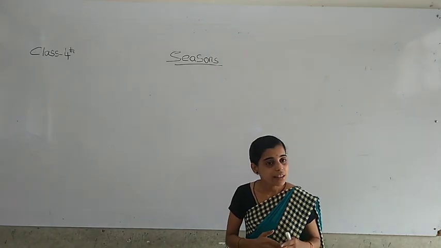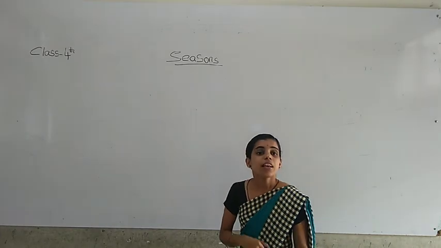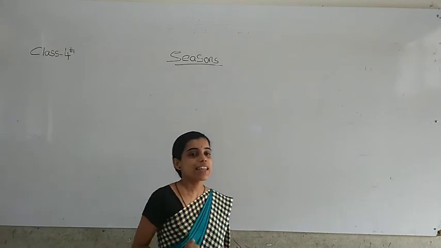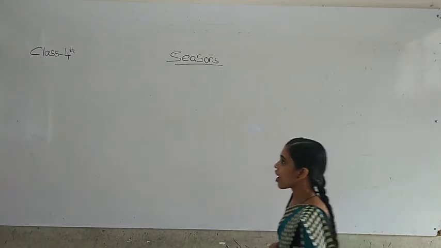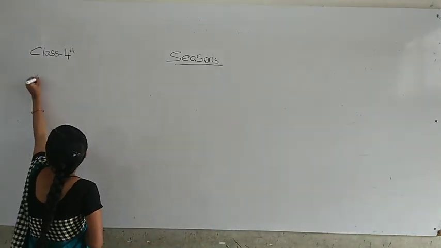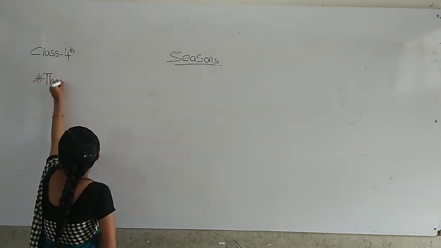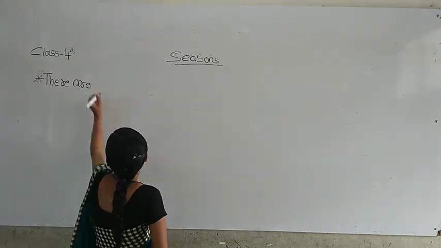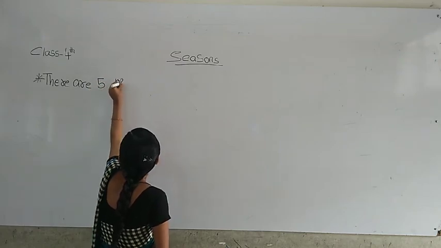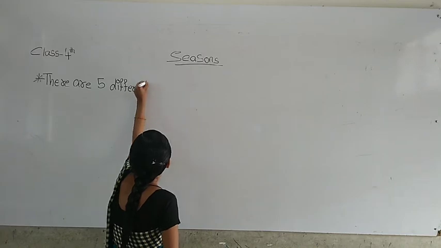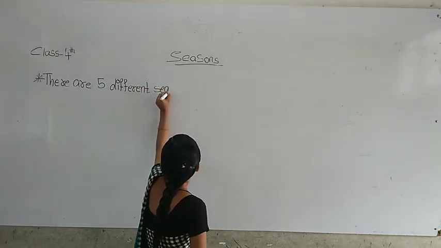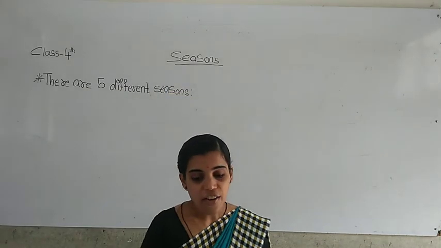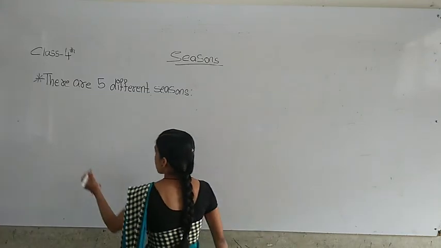We will just revise all these seasons one more time. Summer season, winter season, rainy season, spring season, autumn season. We'll just write it. There are five different seasons. And they are: first one is summer season.